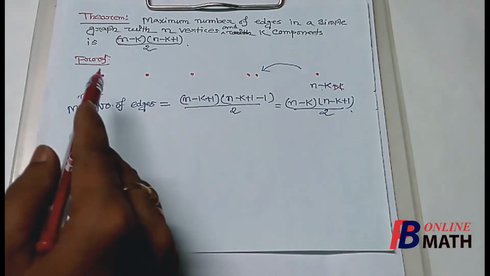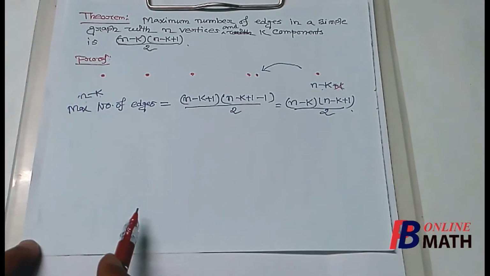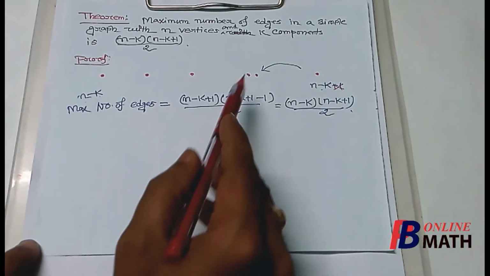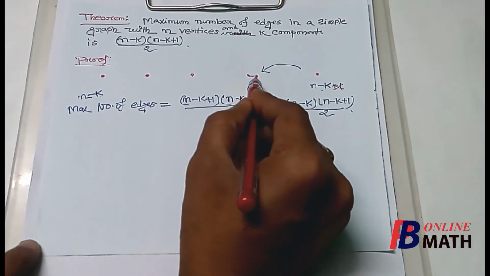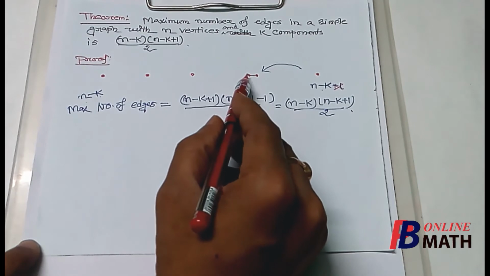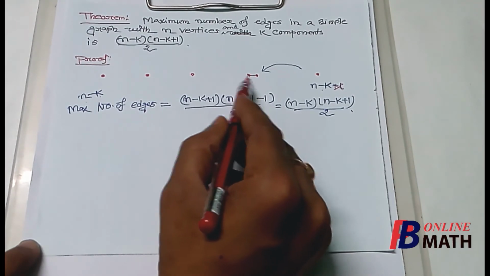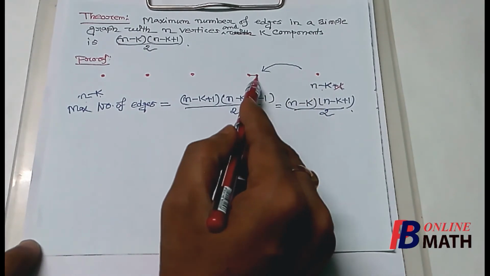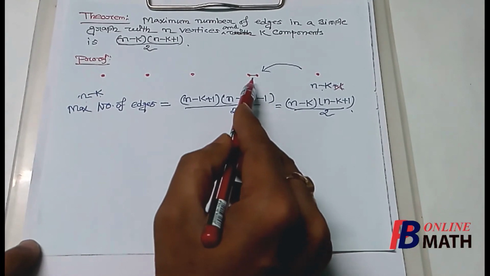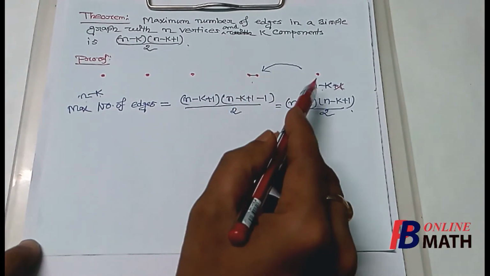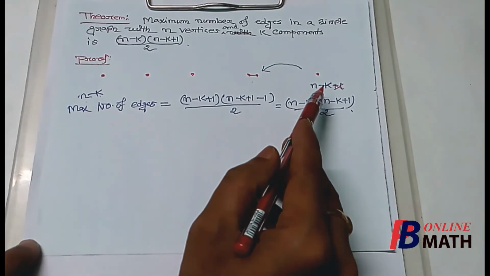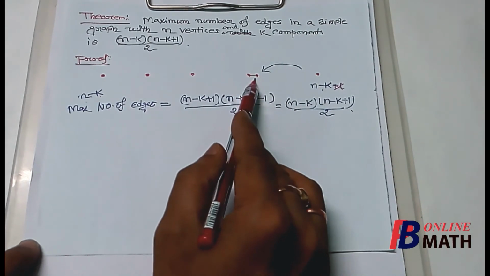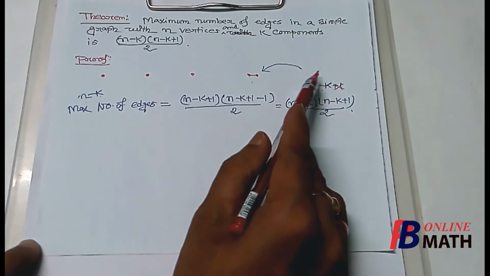Now let us find whether this distribution has more than this number of edges or not. If we take one vertex from this component to this component, then for this component there will be one more edge, because if we connect these two vertices we shall get one edge. So one edge will be increased. But let us find how many edges will decrease, since we are removing one vertex from this component.